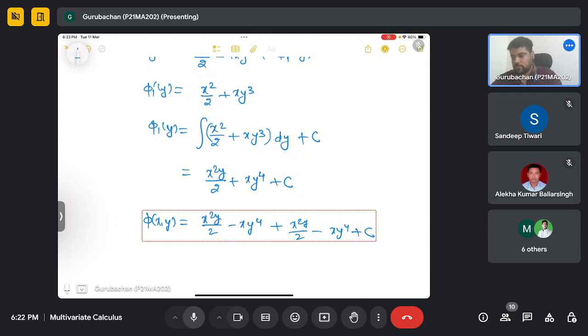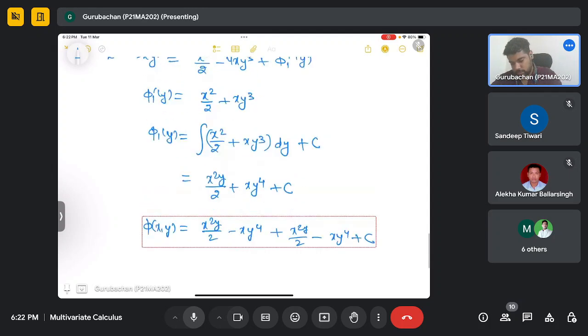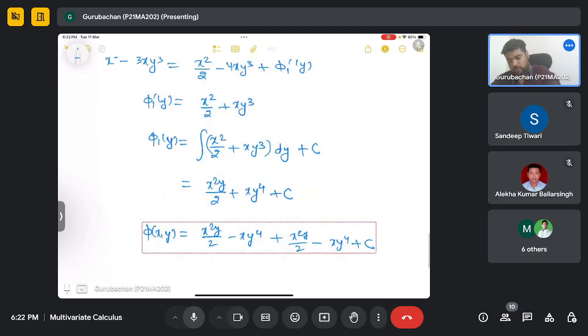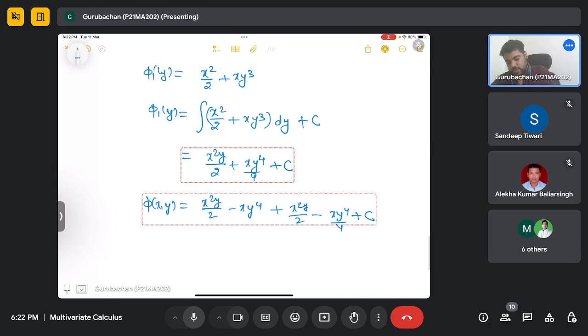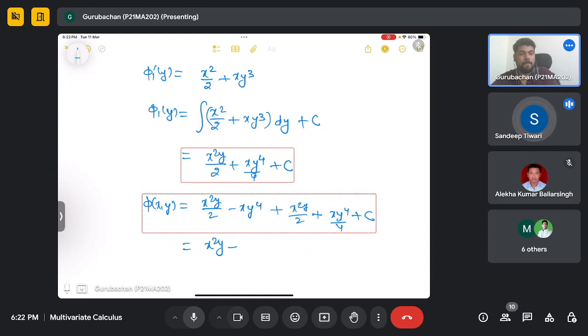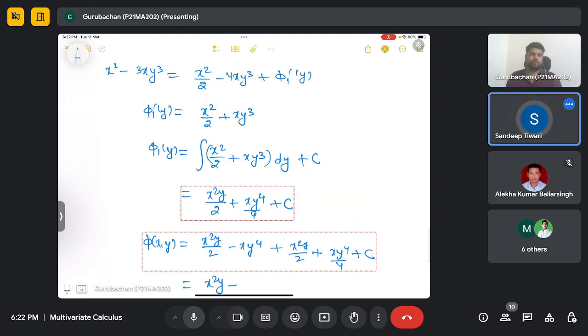Okay. So from here, there is a calculation xy to the power 4 by 4. So this will give us x square y minus, this is plus. Sir, yes, please. How did you get phi 1 y, sir? How are you treating x, the function, as constant, sir?